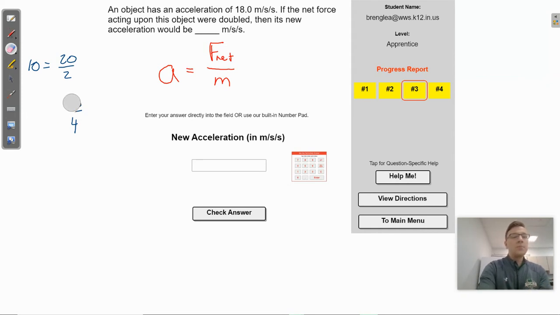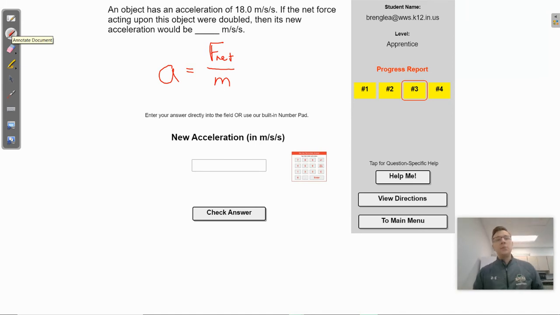Or let's say that I cut the mass in half. So I go from 2 to 1. Well, now the answer has been doubled. So the acceleration is doubled when the mass is cut in half. Those are opposites, and acceleration and mass are inversely proportional to one another.